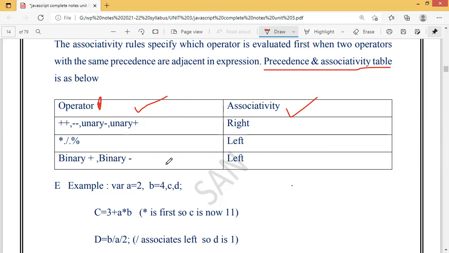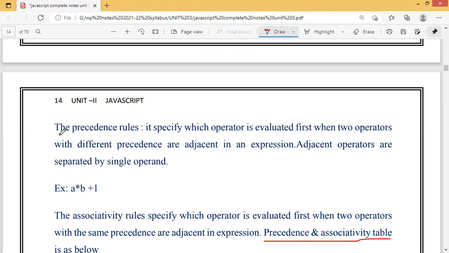Okay, when different types of operators are coming in the expression, which part of an expression you have to evaluate first, that is the precedence. What is associativity? If the same operators are coming in the expression, from which side you have to start evaluating the expression, that is called associativity. Clear to you? See, the definition is given here.